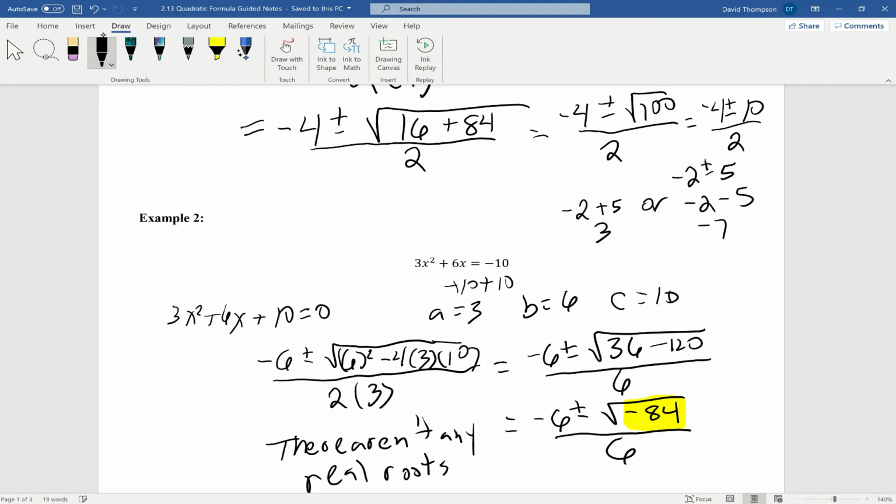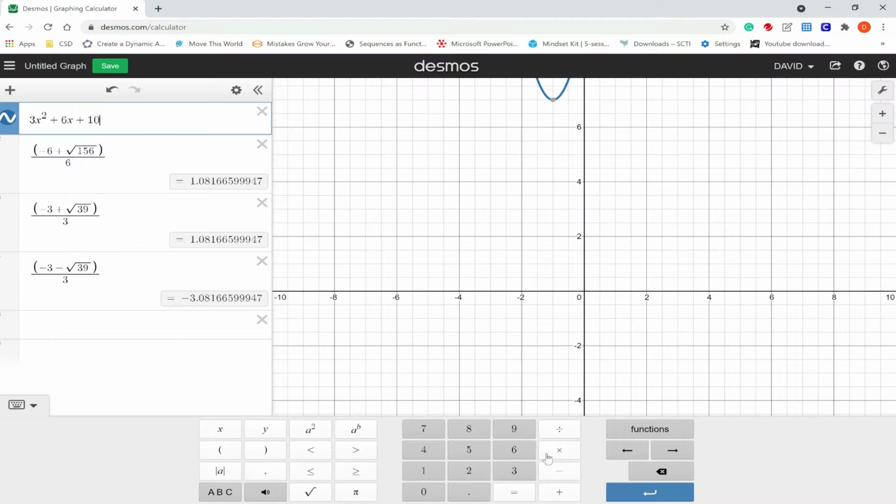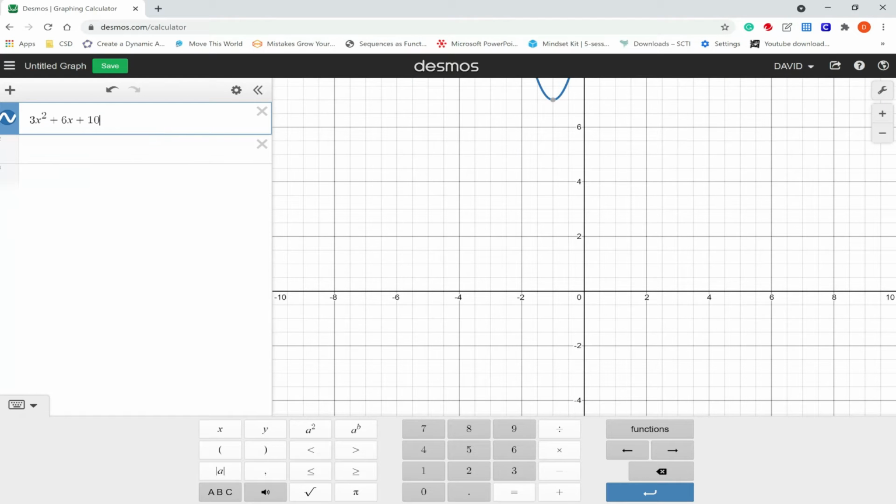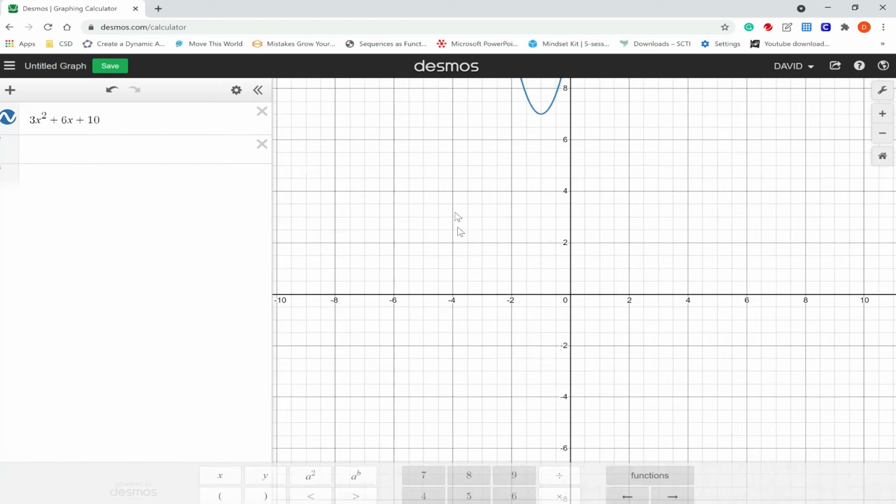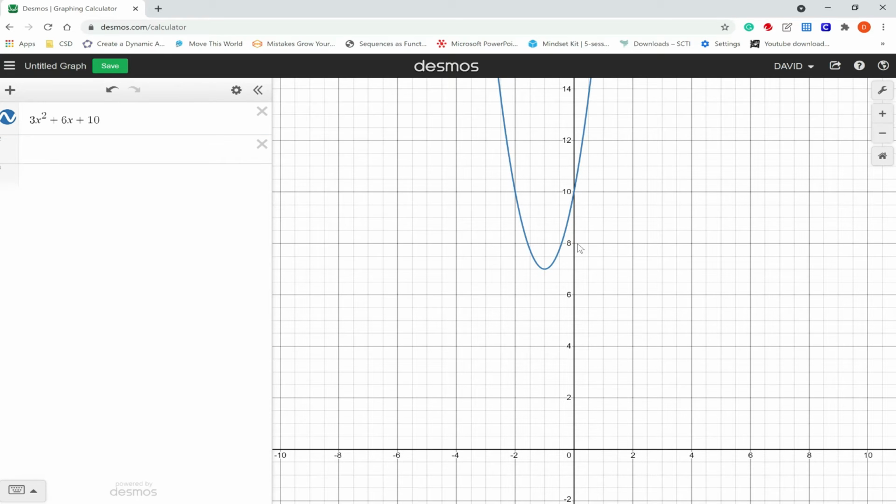So for this video, we're going to just focus on the real roots. Just to see what this looks like, we're going to type this into Desmos. We have 3x squared plus 6x plus 10, and we can see that this parabola does not touch the x-axis at all. That just shows that there aren't any real roots for this problem, and we're done for now. We'll hit the imaginary roots in the next video.